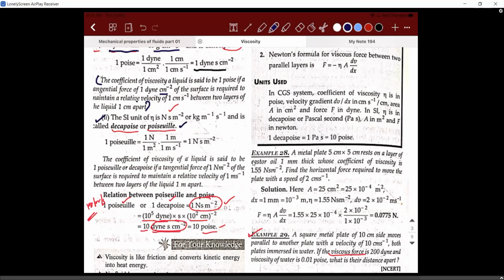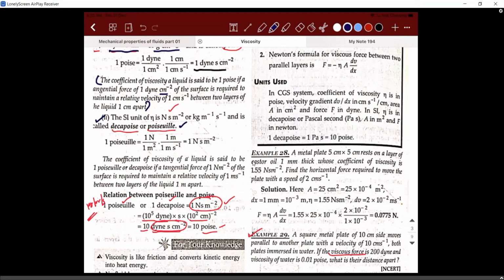Poiseuille. So what is the other name for Poiseuille? It's called decapoise. What is deca? 10. Deca is 10, right? We know what is poise. Can you tell me what is the relation between poise and Poiseuille?